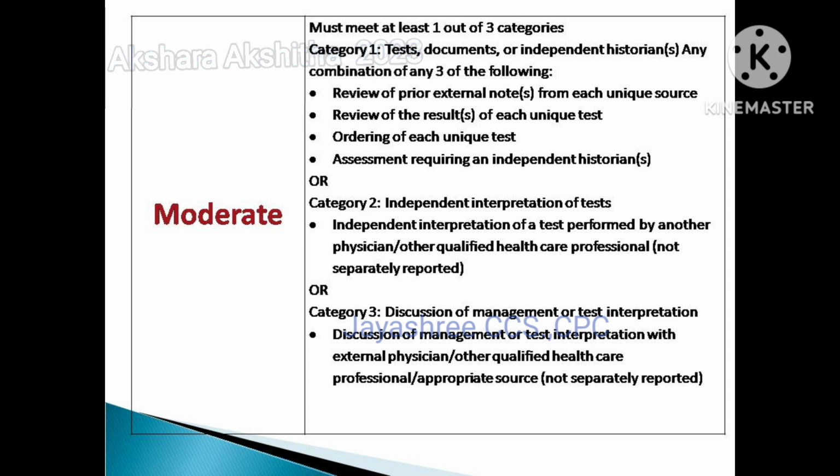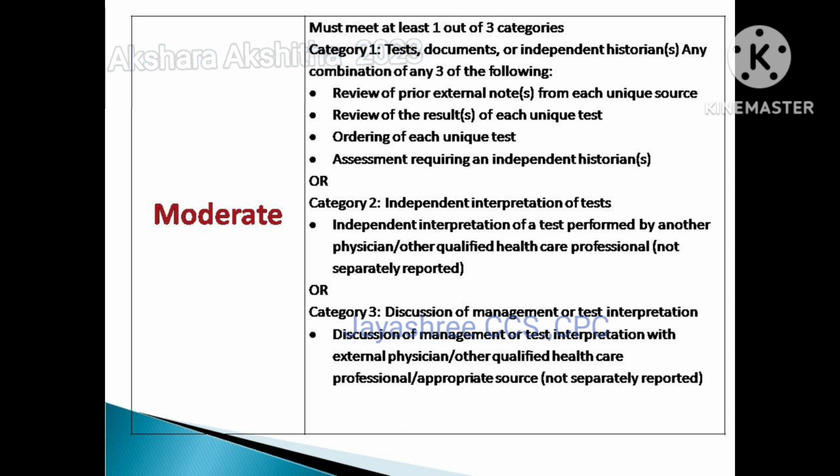First category: test, document, or independent historian. Any of these 3 points, not 4 points, should match. They have given 4 points to consider as category 1, and out of the 4 points, 3 should match. What are those points? The first point is review of prior external notes from each unique source. Second is review of the result of each unique test. Third is ordering of each unique test. Fourth is assessment requiring an independent historian. This is category 1.